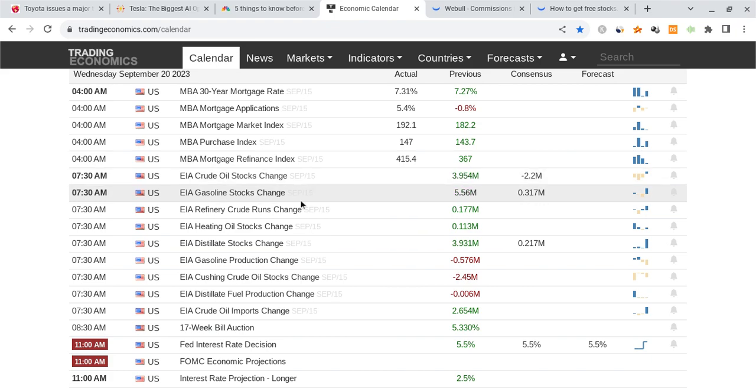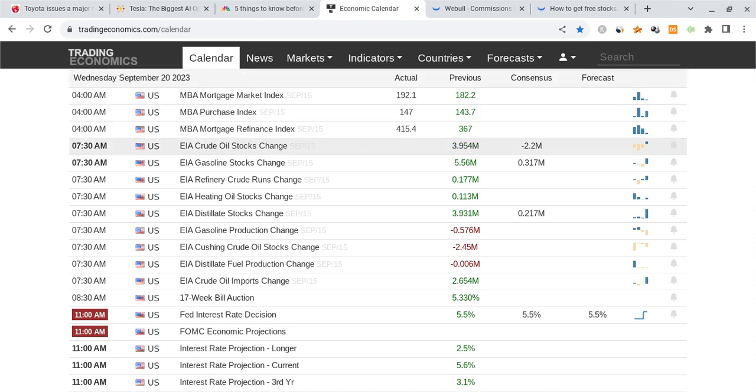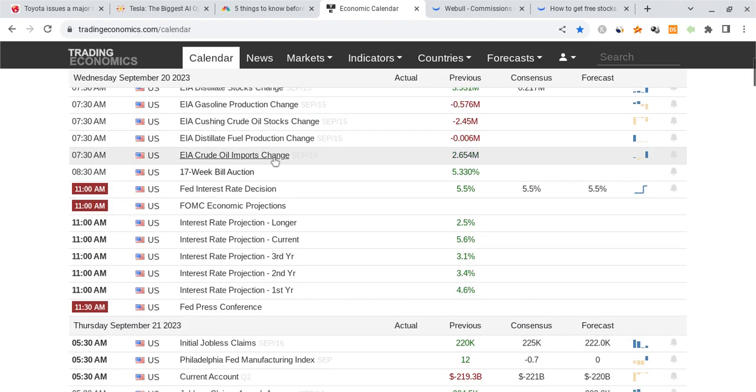We technically have some crude oil data coming out an hour after the market opens, but it doesn't really matter. It doesn't likely cause any major volatility. We're basically going to be waiting for the 2 o'clock p.m. Fed rate hike decision. Then we also have the FOMC press conference at 2:30 p.m., all Eastern time or New York time. So make sure you're prepared for this. This is going to cause some crazy volatility.